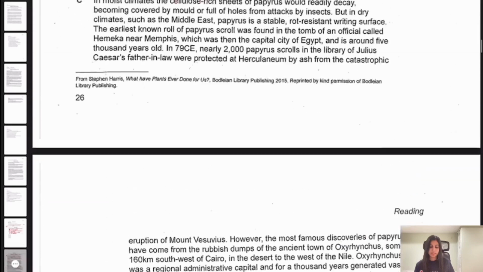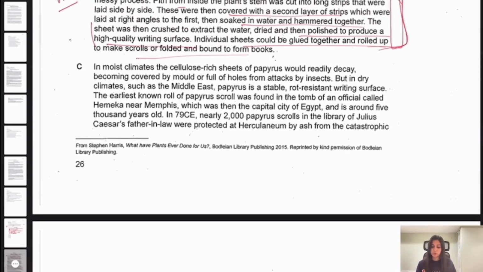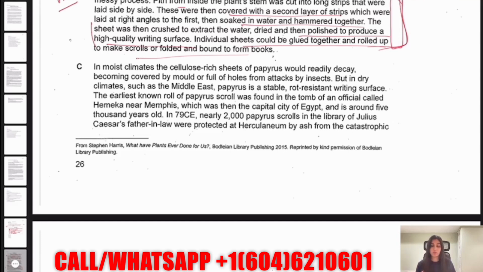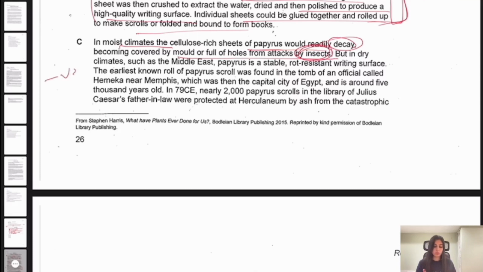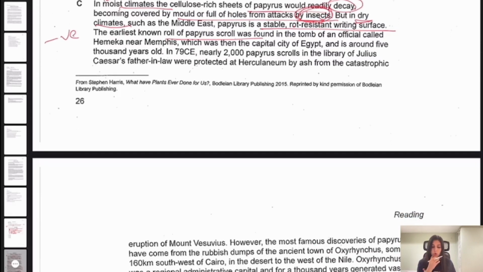Now we're just left with C. Let's quickly read the first few lines, and if we get something, fine, otherwise we'll have to read the entire thing. In moist climates, sheets of papyrus would readily decay, becoming covered by holes from attacks of insects. So again, I told you they would talk about negativity also in between, so I'm guessing this is about the disadvantages. But in dry climates, this is now positive. In moist it is bad, it's negative because it's attacked by insects. But in the case of dry climates, it's stable, rot resistant, earlier known as roll of papyrus.